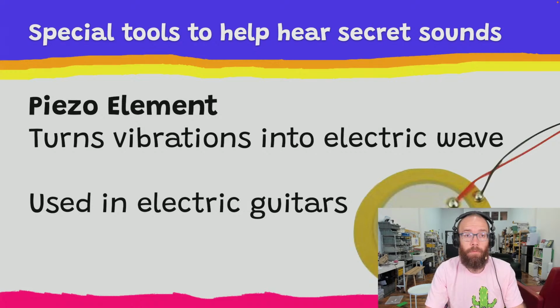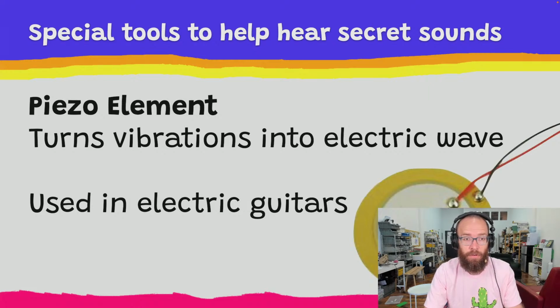So we're going to talk a bit more about technology now. Some of the special tools used to hear these secret sounds is a piezo element. And it's another magic rock, sort of like silicon. This magic rock uses crystals to turn vibrations into electrical waves. So it feels vibrations and then it can change its current. If it has electricity running through it, it can change the current based on those vibrations.